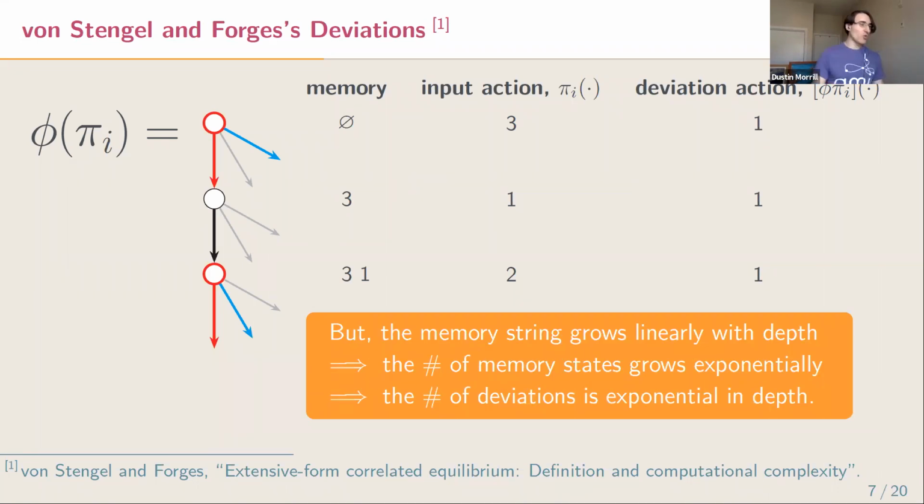However, notice that the deviation player's memory, represented by this string, grows linearly, which means the number of different configurations that string can take on, the number of memory states, grows exponentially with depth, which also means that the number of deviations grows exponentially in depth. So this set as well, although it's less complicated than the full set of deviations, is still going to be too complicated if our game has any depth at all.